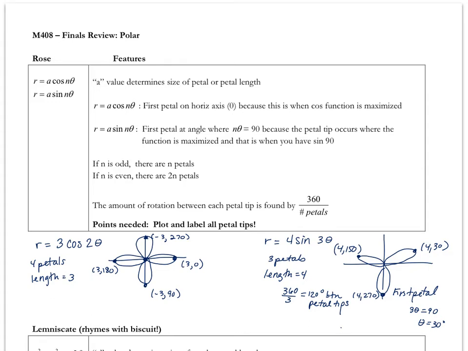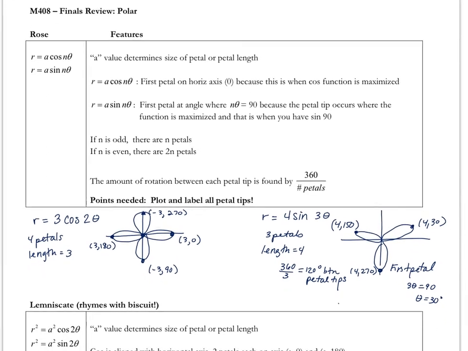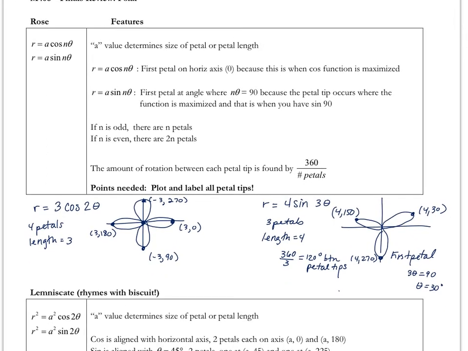Today what I'm going to do is walk you through a review of the topics that we learned in our polar graphing chapter. First of all, we talked about several different graphs, and I'm going to highlight some of the key ones. The first one is our rose graph, and I have two examples of rose graphs below.